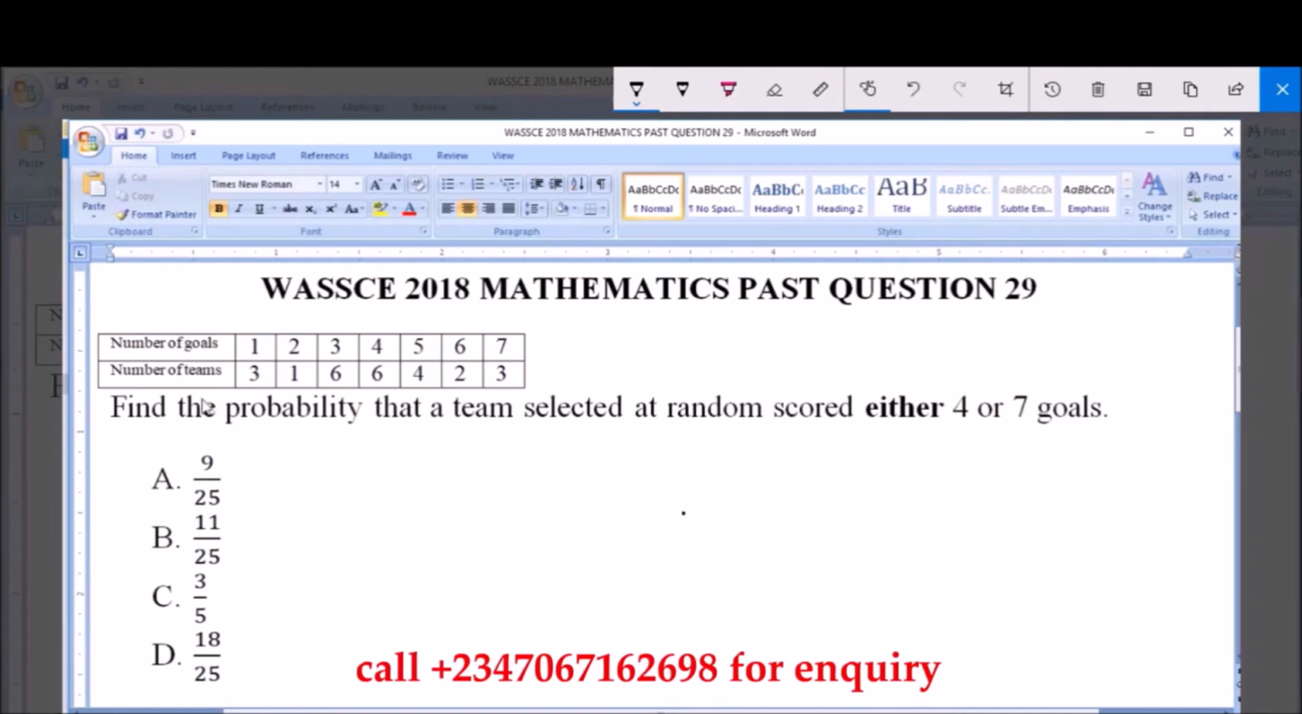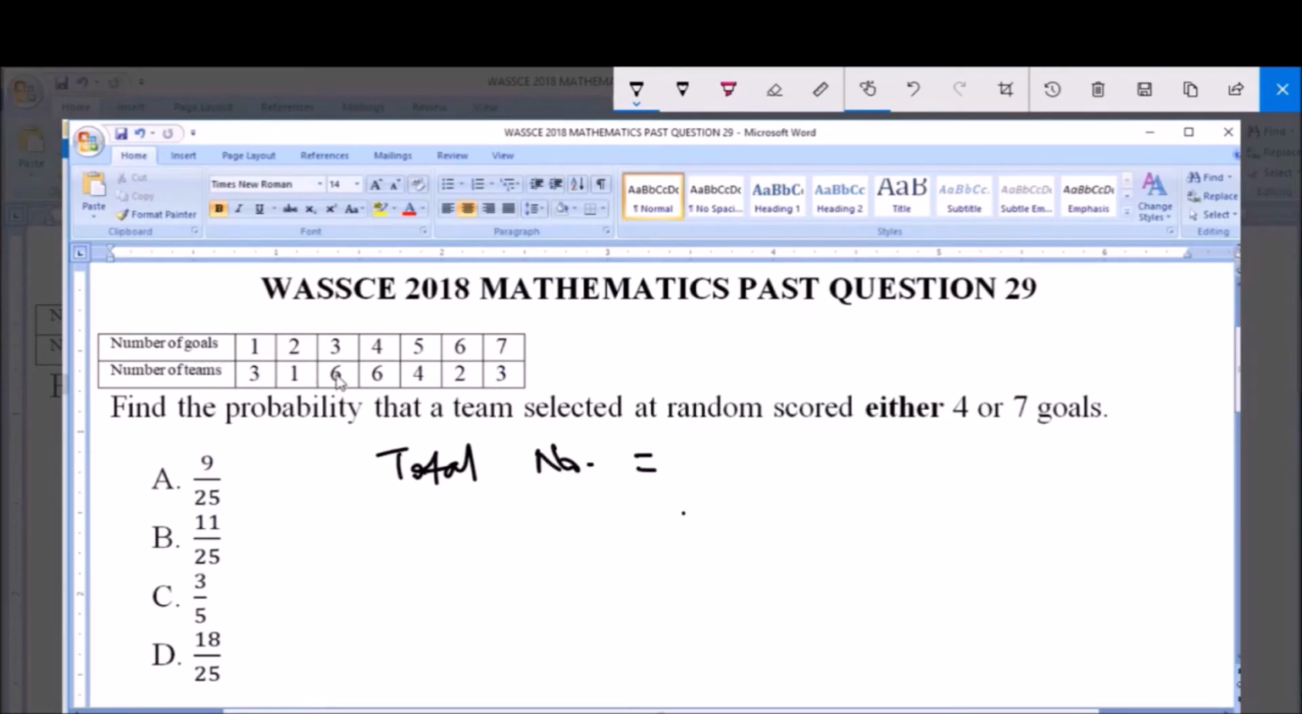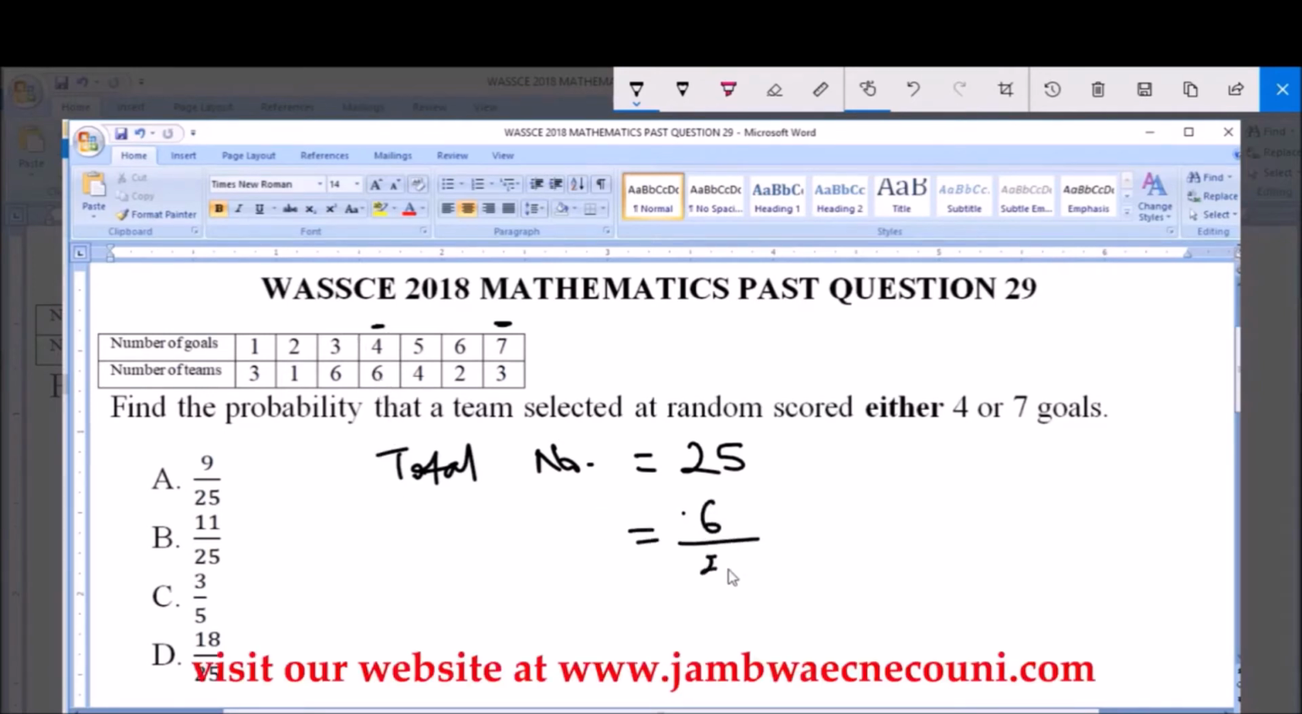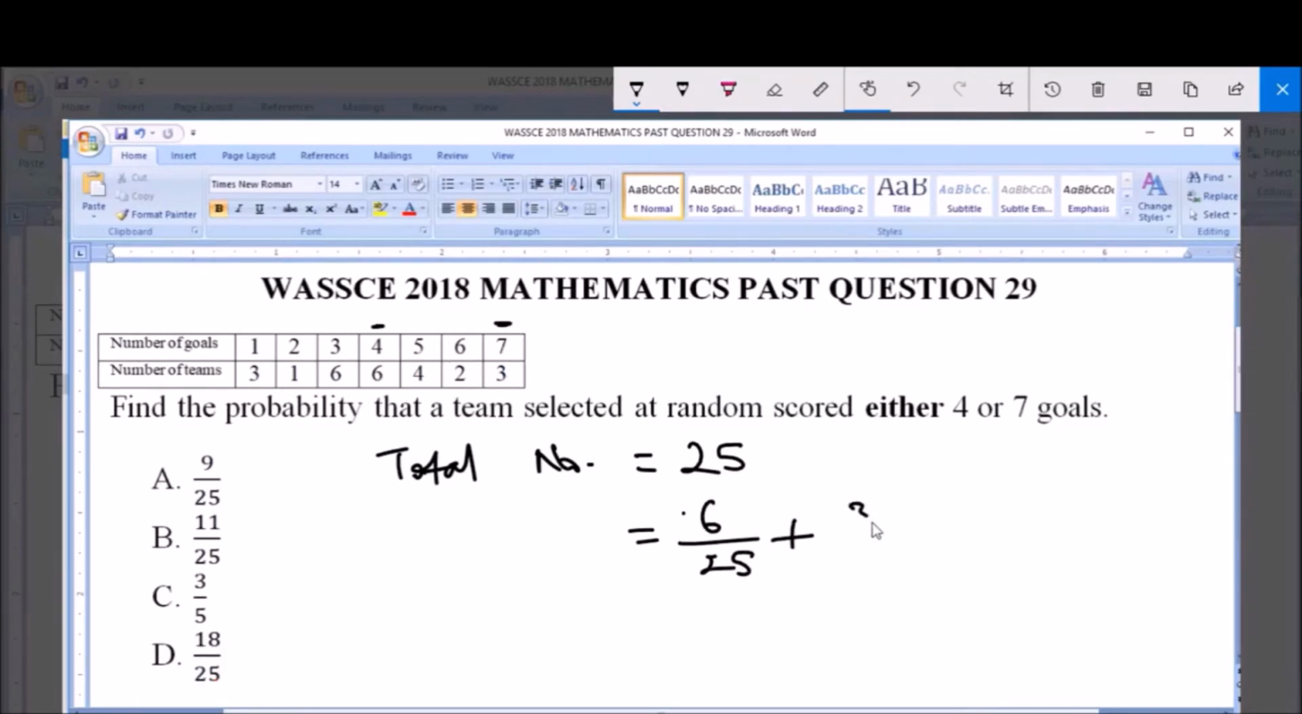Now to get the total number of teams is equal to 3 plus 1, 4 plus 6, 10 plus 6, 16 plus 4, 20 plus 2, 22, and plus 3, 25. So the total number of teams is 25. Now the probability that a team selected at random scored either 4 or 7 goals is this. So we're looking at this box and this box. Now teams that scored 4 goals is 6 teams, so the probability is equal to 6 over 25 plus, now teams that scored 7 goals are 3 teams, and that is 3 over 25.